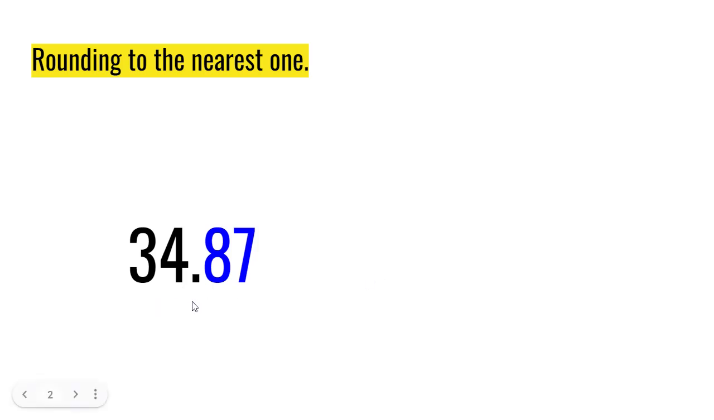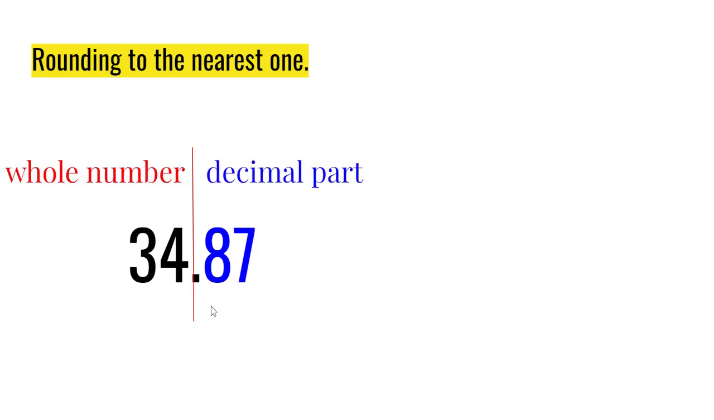Here we go. Rounding to the nearest 10. Look at this example, 34 and 87 hundredths, or 34.87. The first thing you need to know is that a decimal number is divided in two parts, okay? Before the decimal point, we have the whole number, and after the decimal point, we have the decimal part.